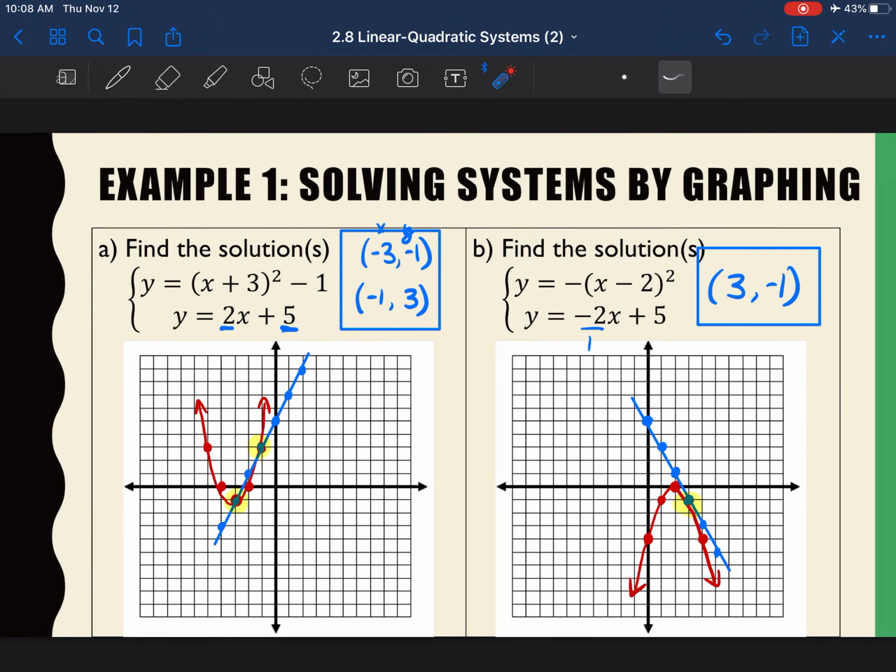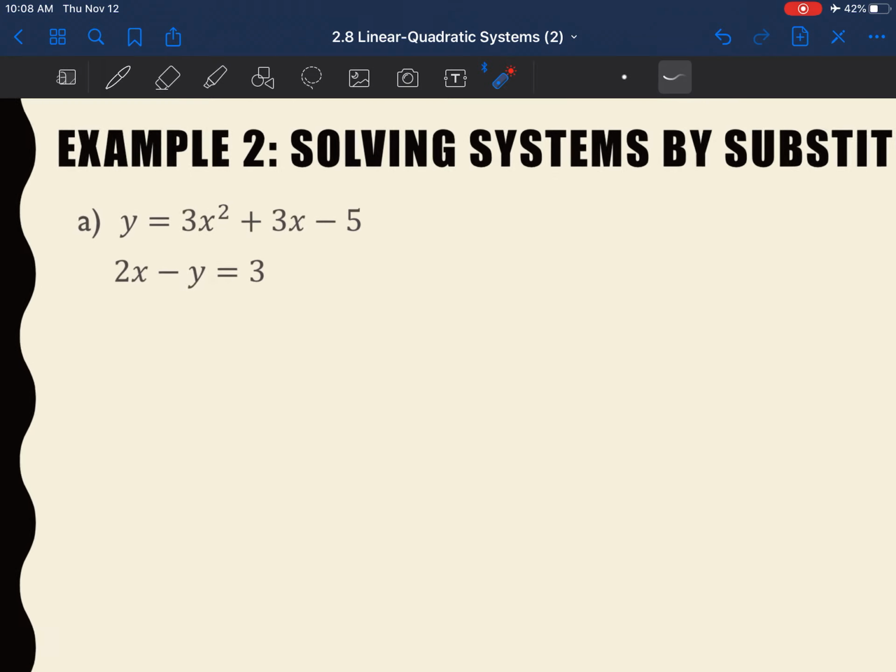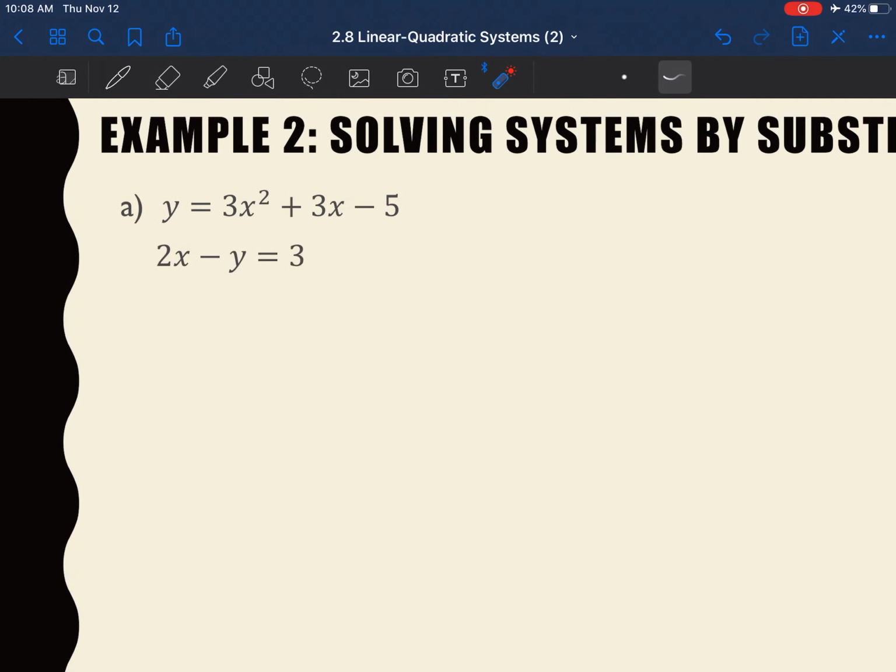Okay, so that's graphing. Pretty easy. The only problem is graphing's not good when your answer is going to be a decimal, which happens pretty often. So that's where you do a different method, for example, substitution. So substitution, you should remember from Algebra 1 two years ago when you took that.